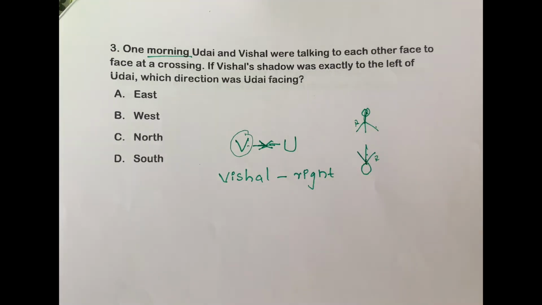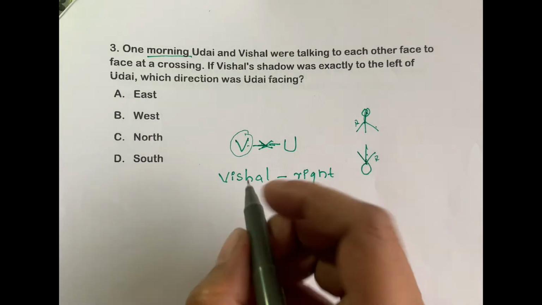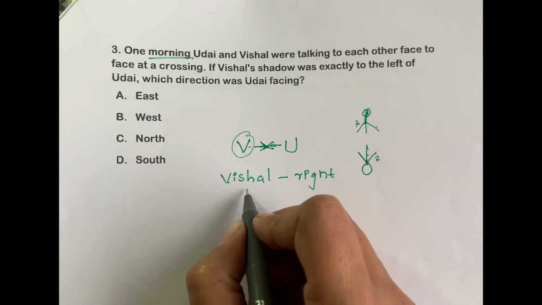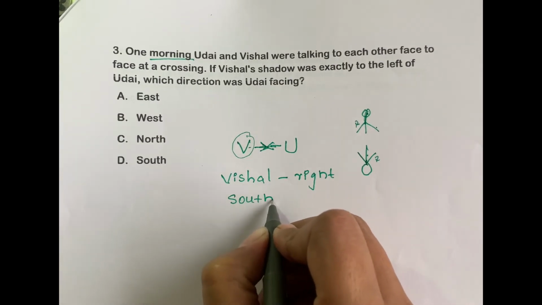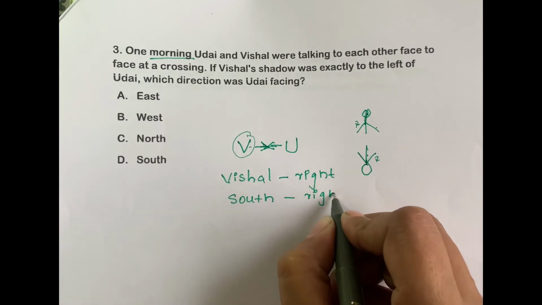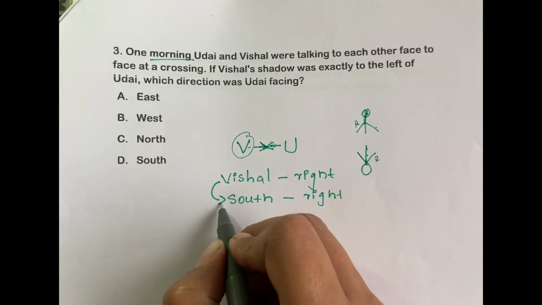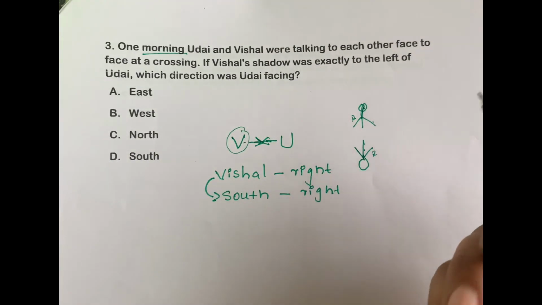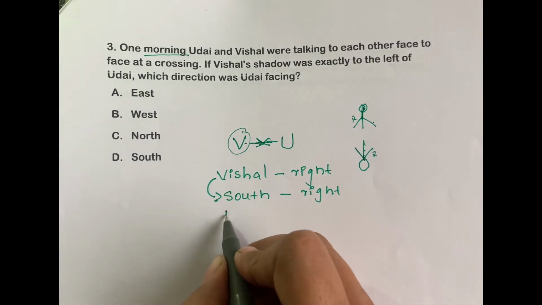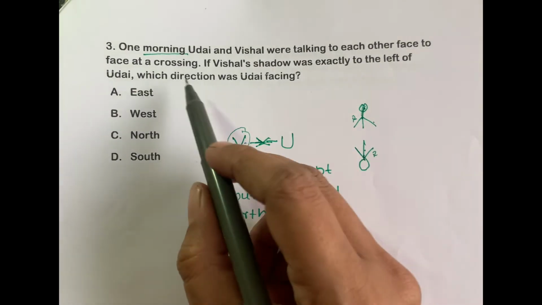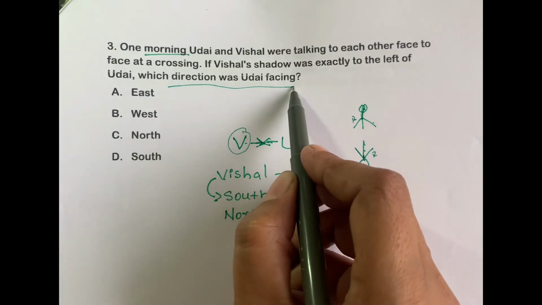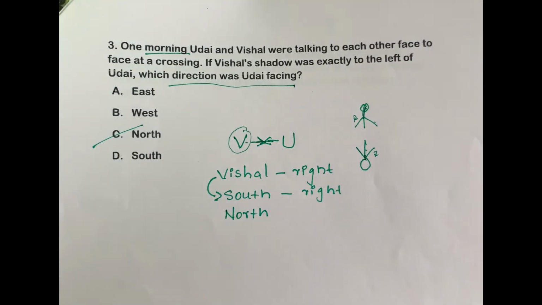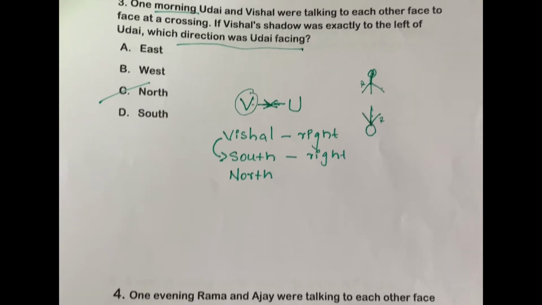If you remember the previous chart which I had written, when will the shadow be on the right side? When the person is facing south. So Vishal is south facing. Since Vishal and Uday are exactly opposite to each other, then Uday should be north facing. So which direction was Uday facing? Uday is facing north. This is the answer. Moving on to the next question.